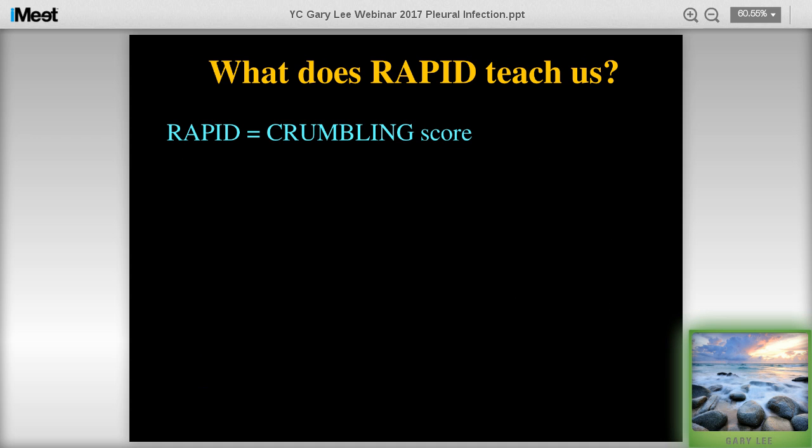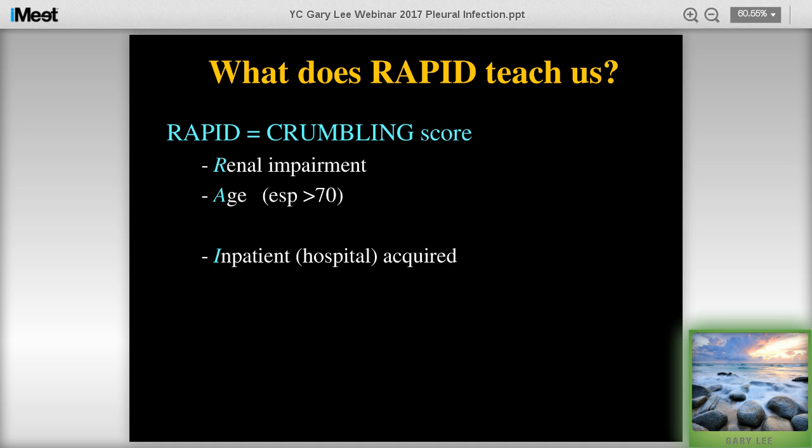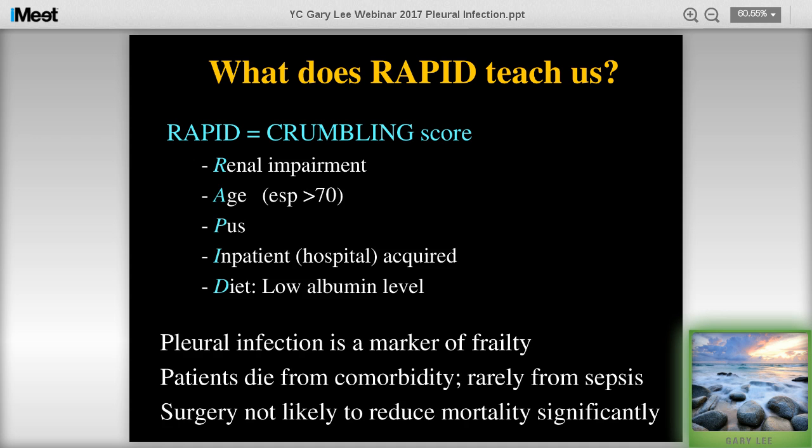But what does RAPID actually teach us? We often call the RAPID score the crumbling score, which means that if your patient is old, if they're in hospital for another reason already, if they have multi-organ failure, and if they have poor nutritional status indicating maybe chronic illnesses, then they're likely to do poorly. So pleural infection often is a marker of frailty.